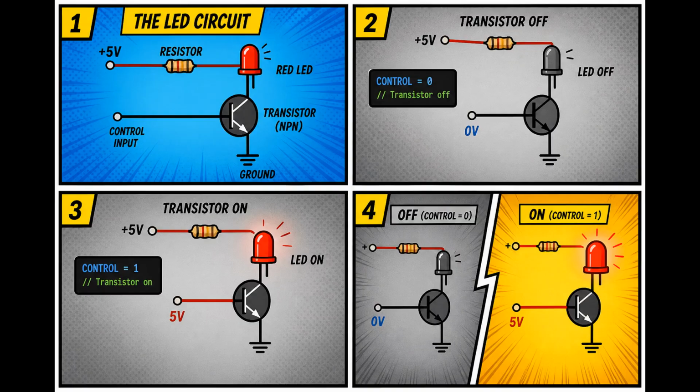The LED side of the circuit is also simple. A 5-volt supply feeds a resistor, then a red LED, then the transistor, then ground. When the transistor is off, no current flows, and the LED stays dark. When the transistor turns on, current flows through the resistor and LED, and the LED lights. That is the moment where a software decision becomes a visible physical result.